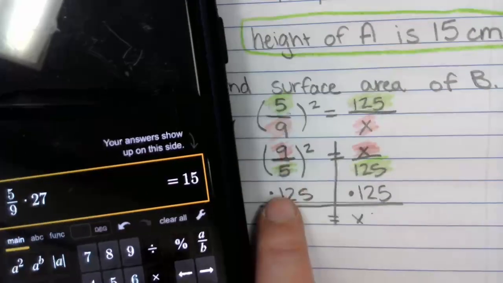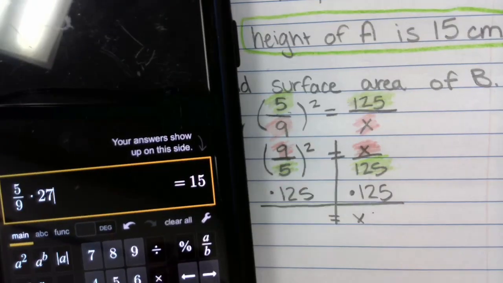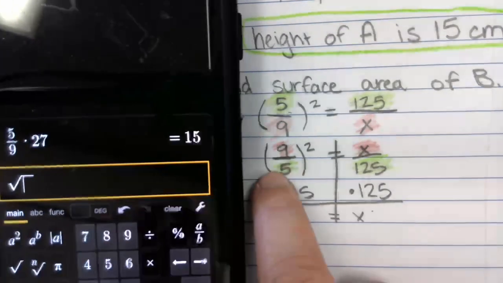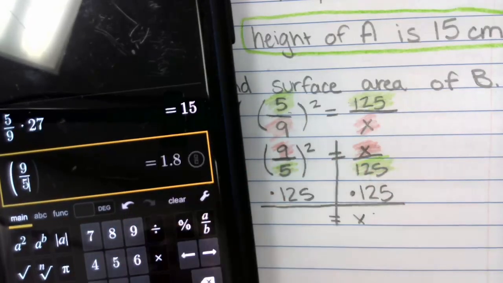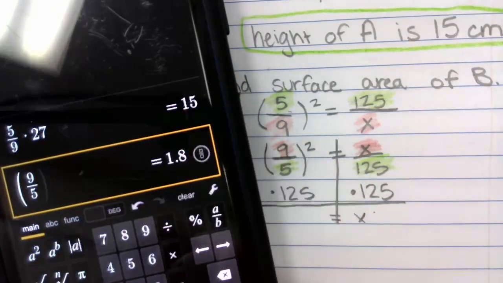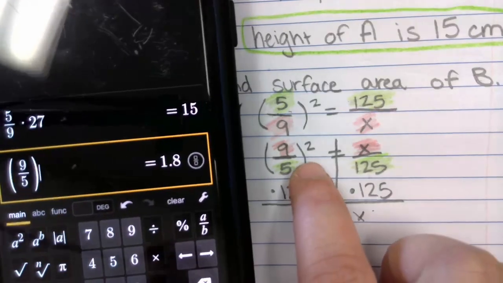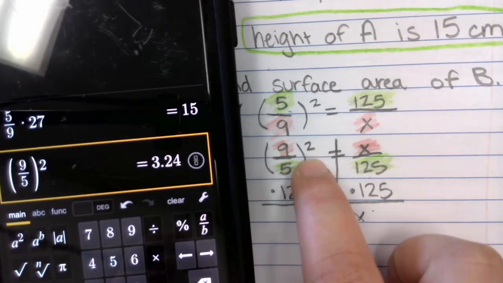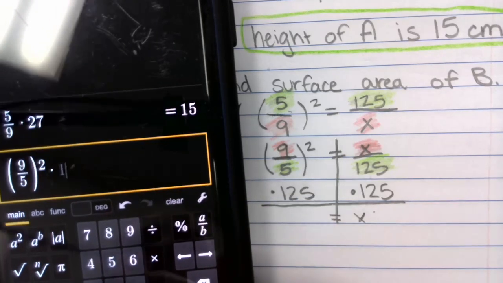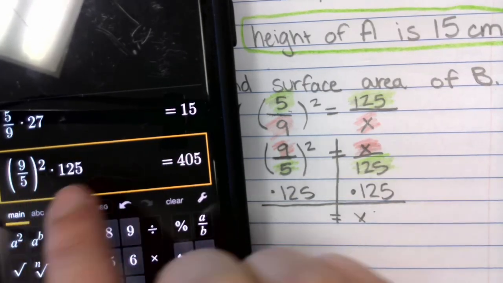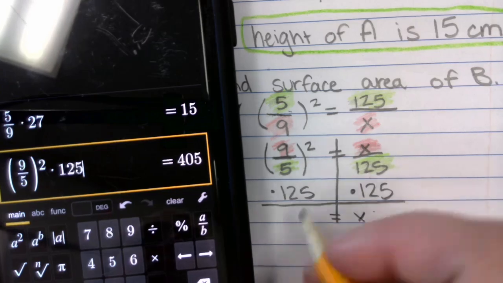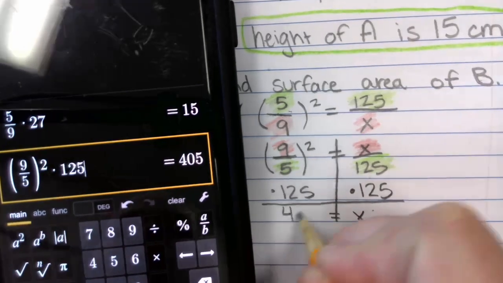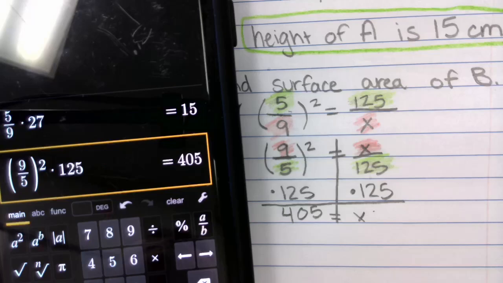I'm going to be really careful to make sure that I put this in correctly. So when I put it in, I want to use parentheses. 9 over 5, parenthesis, and then the squared goes on the outside, times 125. Okay, does that make sense how we typed it in? Really important that we have those parentheses. The fraction is in the parentheses. We have an exponent. So x equals 405.